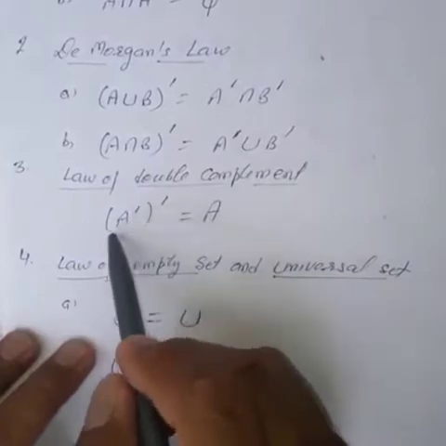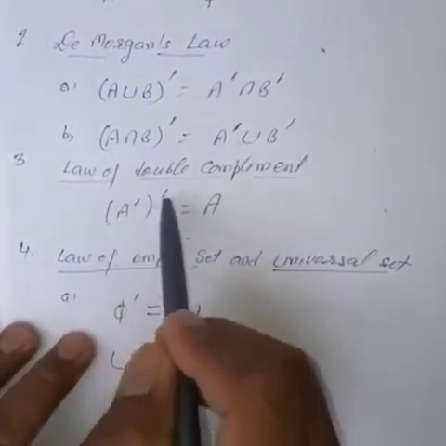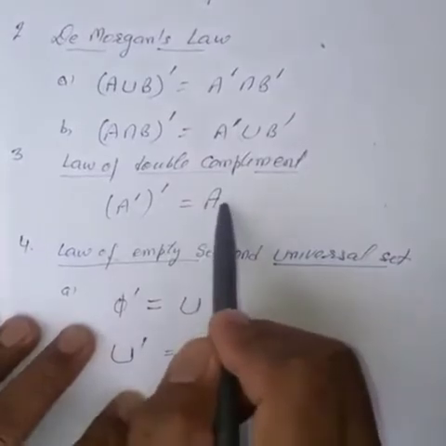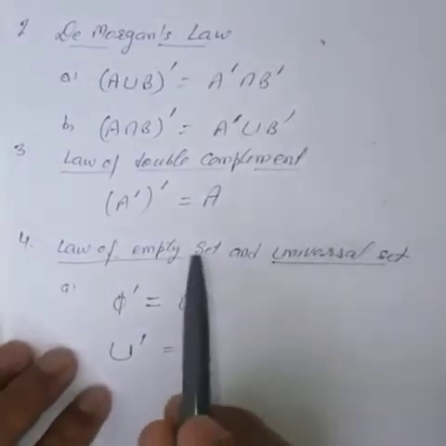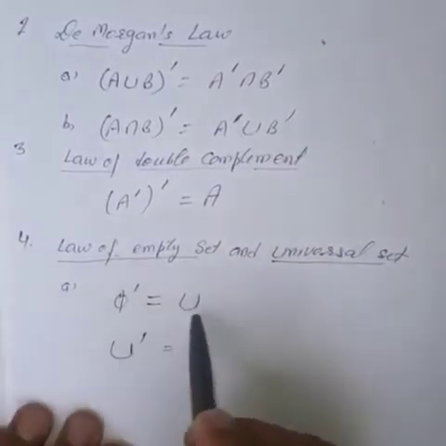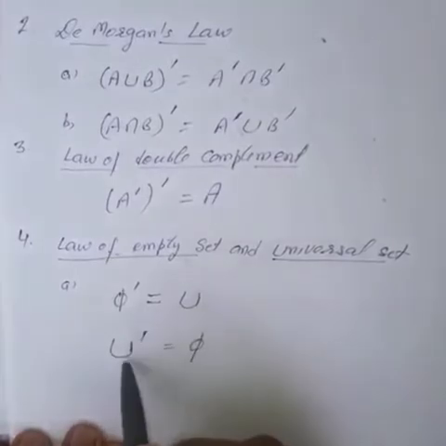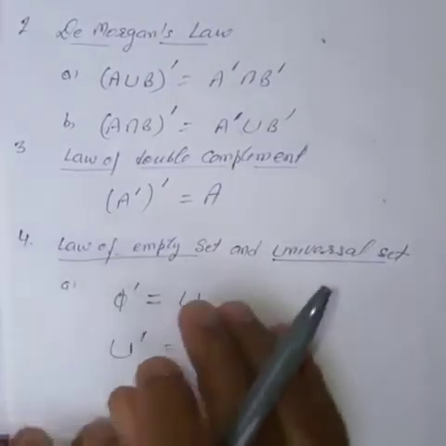Now the third, law of double complement. It means you write the complement of a complement of a set. So A complement and again complement is equal to the original set A. And the law of empty set and universal set. Now what is complement of phi? That is the universal set. Complement of the universal set is phi. So these are properties.